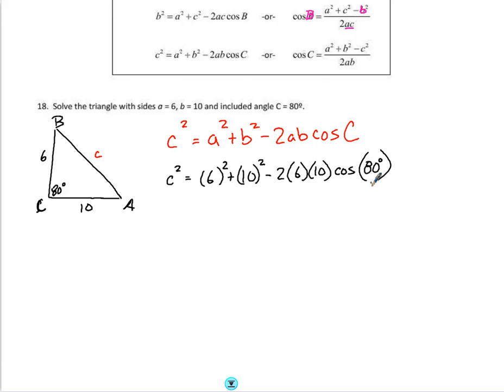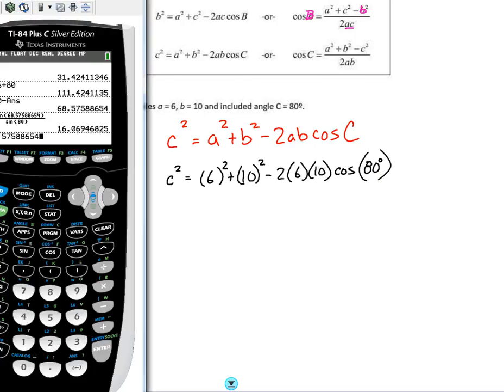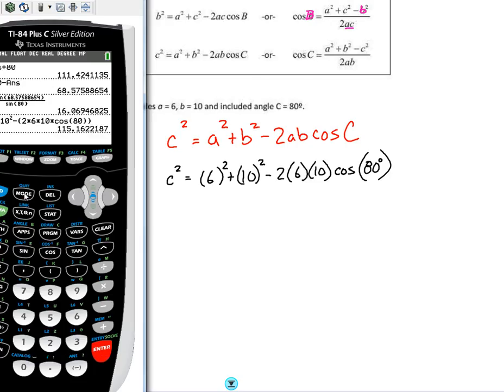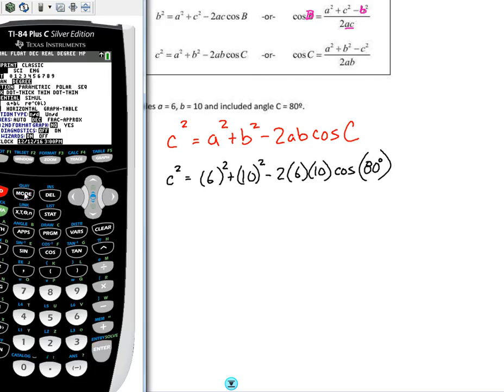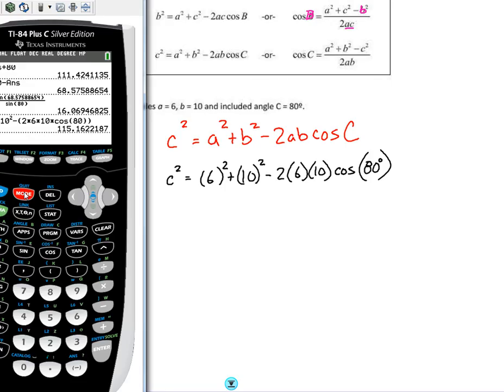This is a calculator problem at this point, so I'm going to do 6 squared plus 10 squared minus, in parentheses, 2 times 6 times 10 times the cosine of 80. Hopefully I'm in degree mode. And I end up with 115. Yep, I'm in degree mode. 115.162.